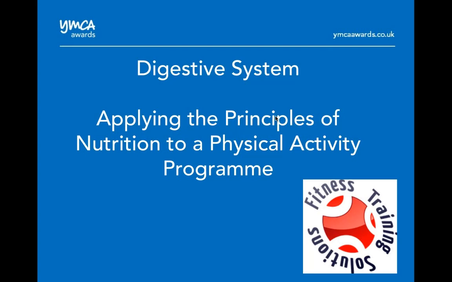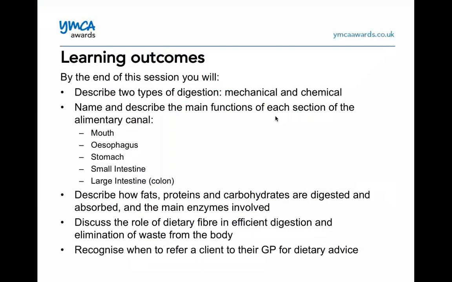Okay, so the digestive system. We're going to look at describing the two types of digestion, mechanical and chemical. Name and describe the main functions of each section of the alimentary canal. Describe how fats, proteins, and carbohydrates are digested and absorbed, and the main enzymes involved. We're looking at the role of dietary fiber in efficient digestion and elimination of waste from the body, and recognize when to refer a client to a GP for further advice if they need it.